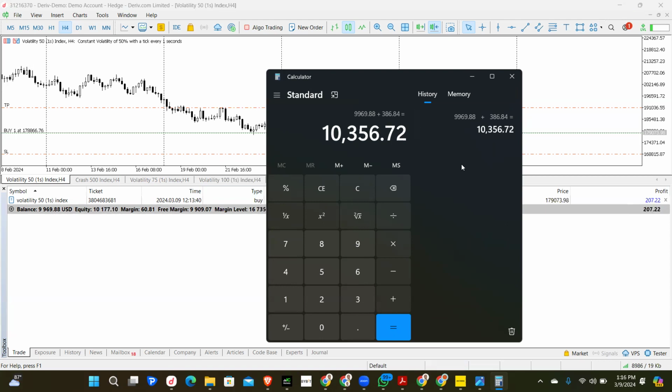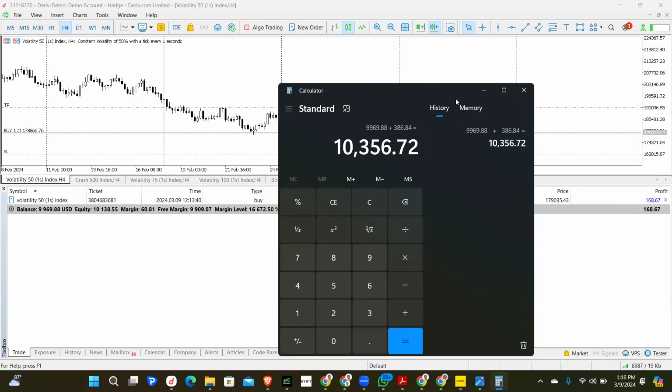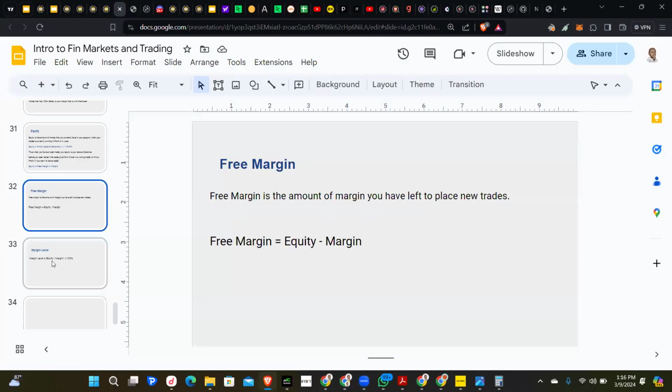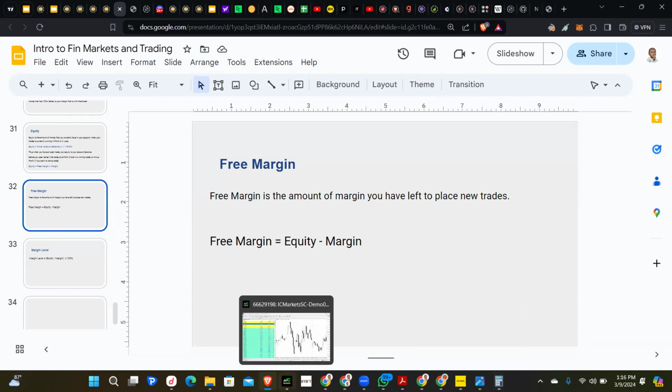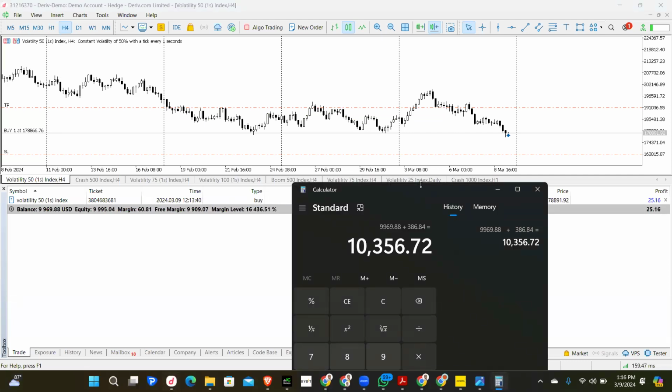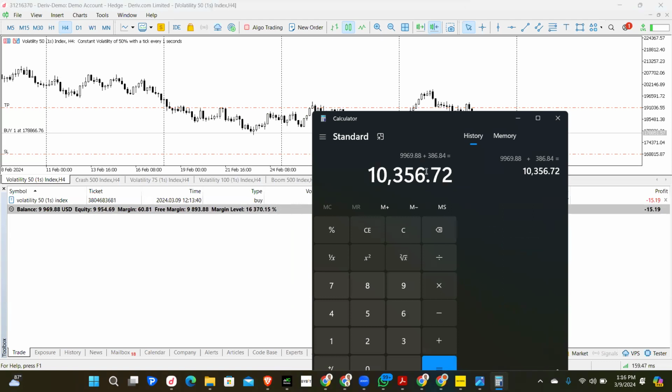Now let's look at free margin. We say that free margin is the amount of margin you have left. Let me go back to the formula so that we still follow. So free margin is your equity minus margin. Let's see if that is what it is giving us. So you see that we are in a loss now. You see that the equity has dropped.